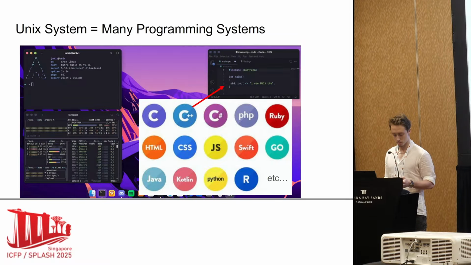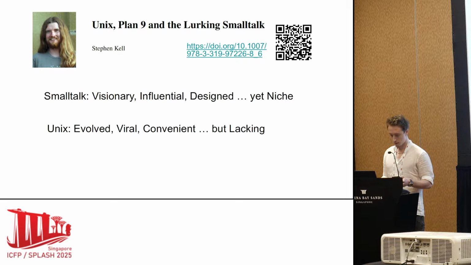And Unix and Smalltalk are both very important programming systems, but for very different reasons. And my good friend Stephen Kell has a classic article comparing the visions that these two systems had and the reality of how they turned out. Over the years, as I've read and reread this article, which is called Unix, Plan 9 and the Lurking Smalltalk, it has wormed its way into my brain and my thinking, and greatly influenced how I look at these two programming systems.